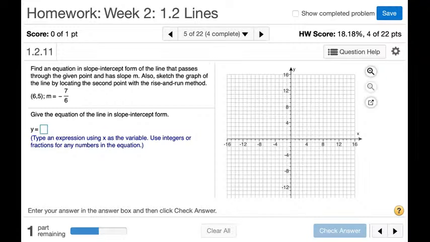Let me take some notes here. So this is question number 5. This comes from section 1.2, lines. It comes from 1 to 11. So I'm just going to say find the line through 6, 5, and the slope is negative 7 over 6.